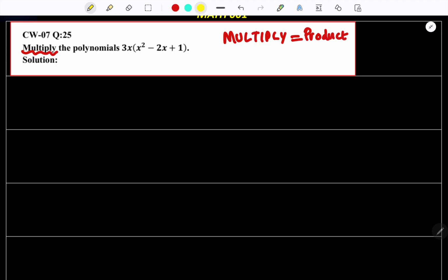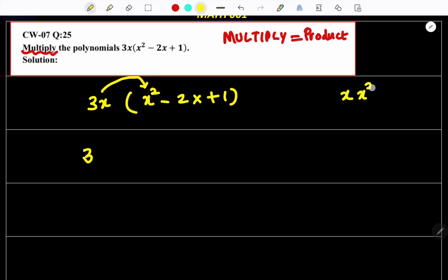Yes. So let us start. 3x multiplied by x square minus 2x plus 1. So 3x into x square. So 3 is there. X square, which is equal to what? X cube. How? Here is power 1. So when the base is same, power should be what? Added. So 3x power 3.